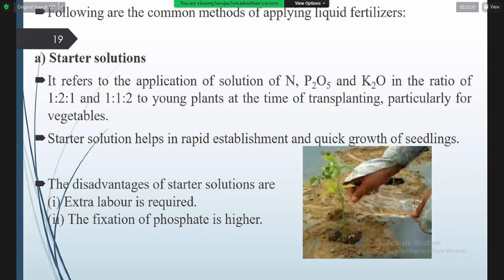Then the disadvantages of starter solution: extra labor cost is needed, we want to apply it separately. Okay, then fixation of phosphate is higher. Okay, these are the main disadvantages.